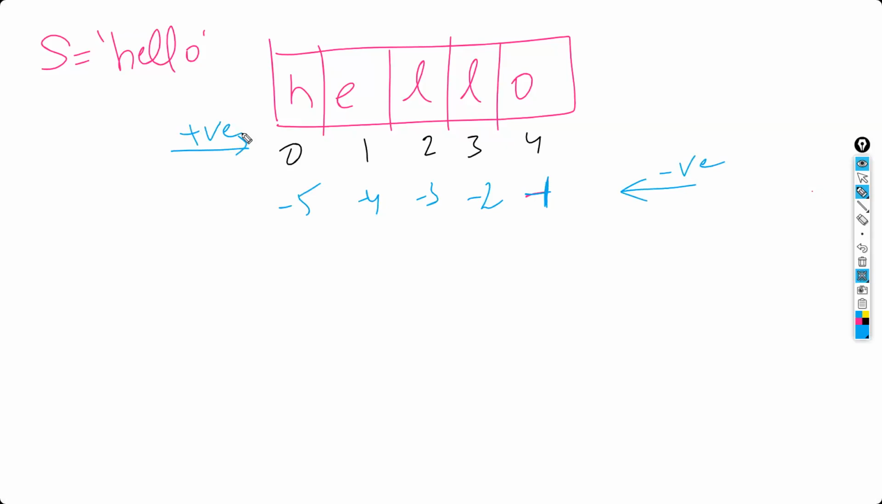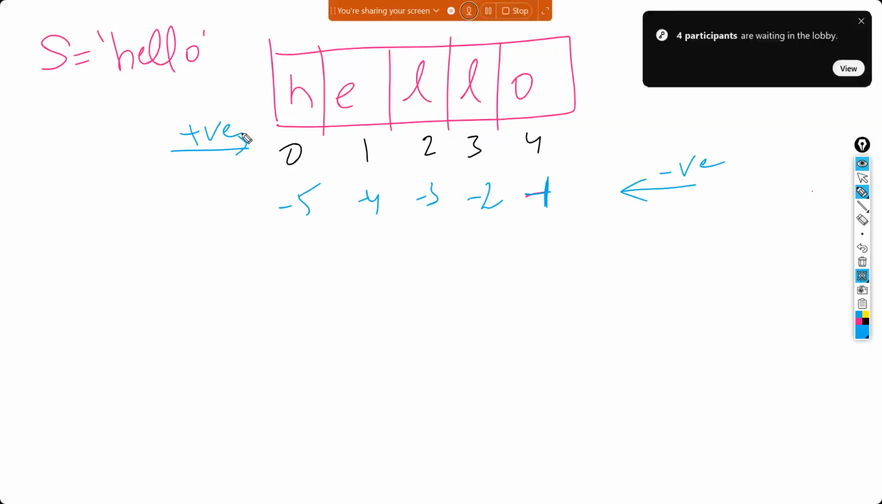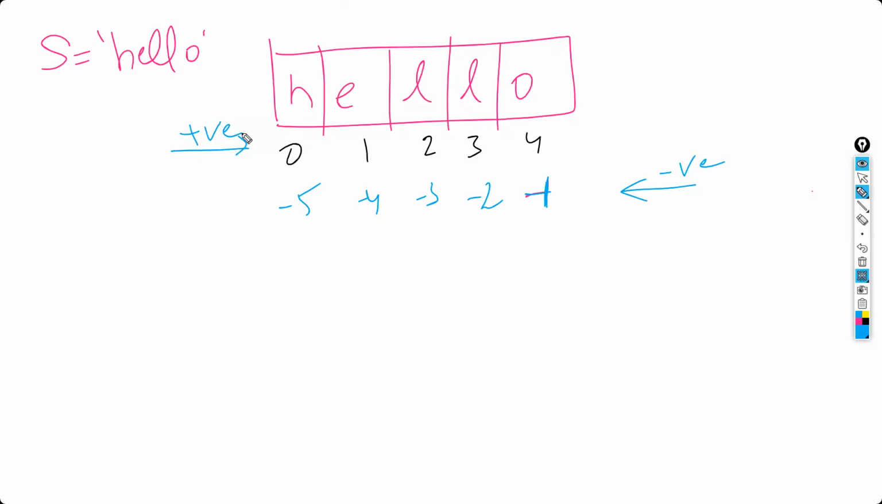Now we are moving on to the indices. What is the syntax? First you have to write the variable name. If you don't write the variable name and write only the index number, it is called a list, so we cannot write like that. First you have to write the variable name. Tell me what the variable name is here. Hello is stored in what variable name? Yes. So first you have to write the variable name followed by square brackets. That is the syntax, that is the rule.